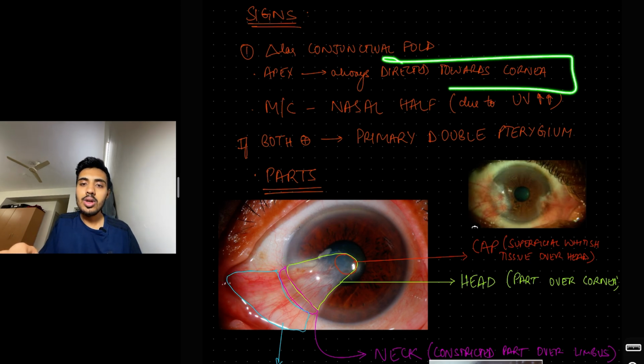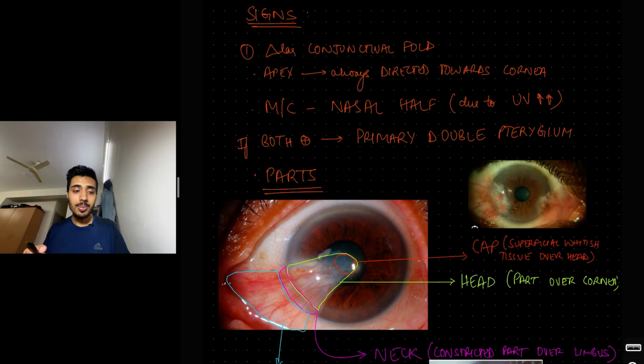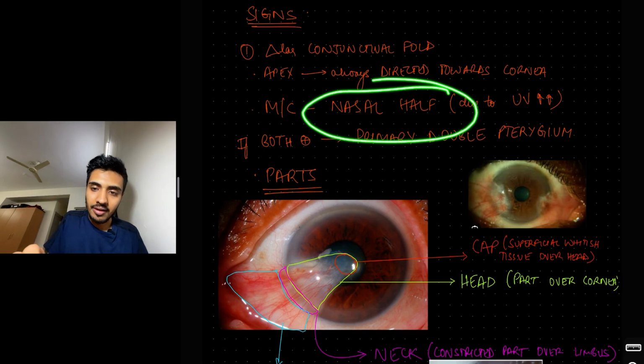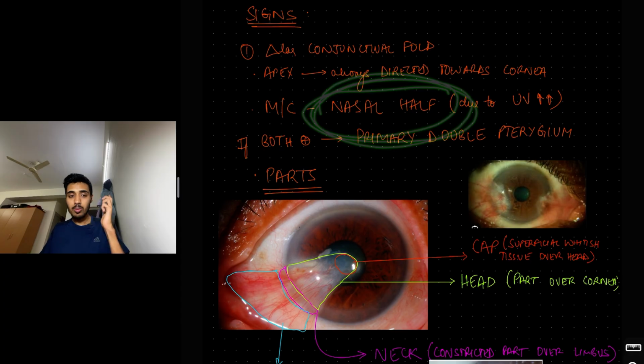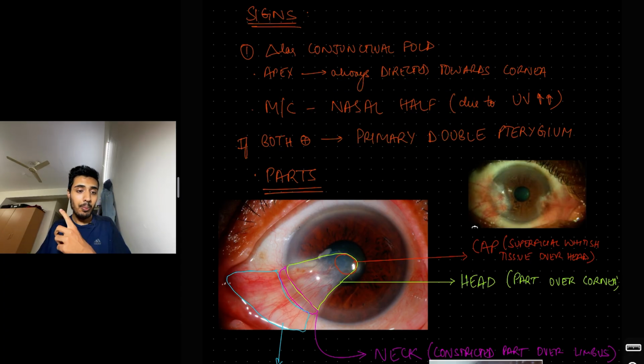Always directed towards the cornea. And more commonly, the pterygium is in the nasal half. Very, very important: nasal pterygiums are more common than temporal pterygiums. That is because, think about it, what is the reason I told?